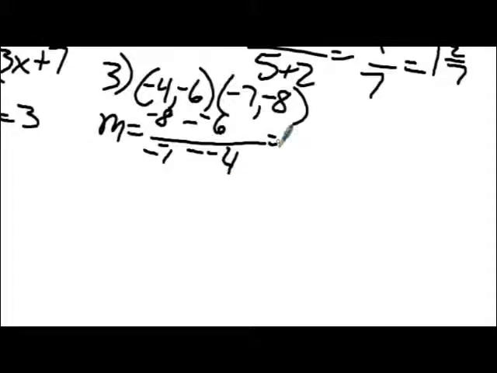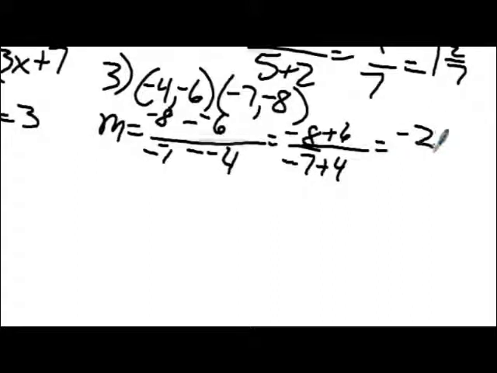So we got to watch out for those negatives. You got double negatives there, so that's going to give you -8 plus 6. And on the bottom, -7 plus 4. -8 plus 6, that's a -2. -7 plus 4, that's -3.